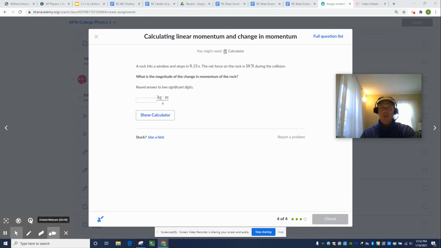I'd like to do a Khan Academy problem from the set called Calculating Linear Momentum and Change in Momentum. A rock hits a window and stops in 0.15 seconds. The net force on the rock is 58 newtons during the collision. What is the magnitude of the change in momentum of the rock?